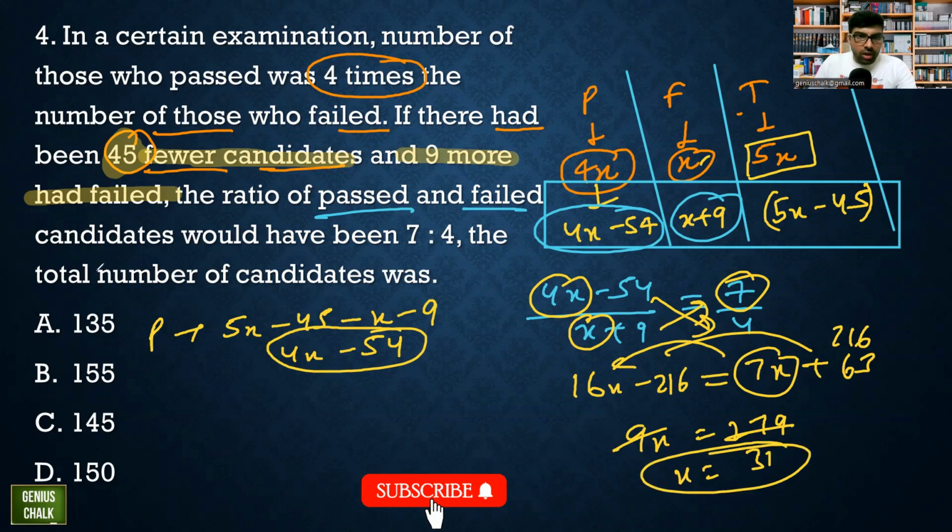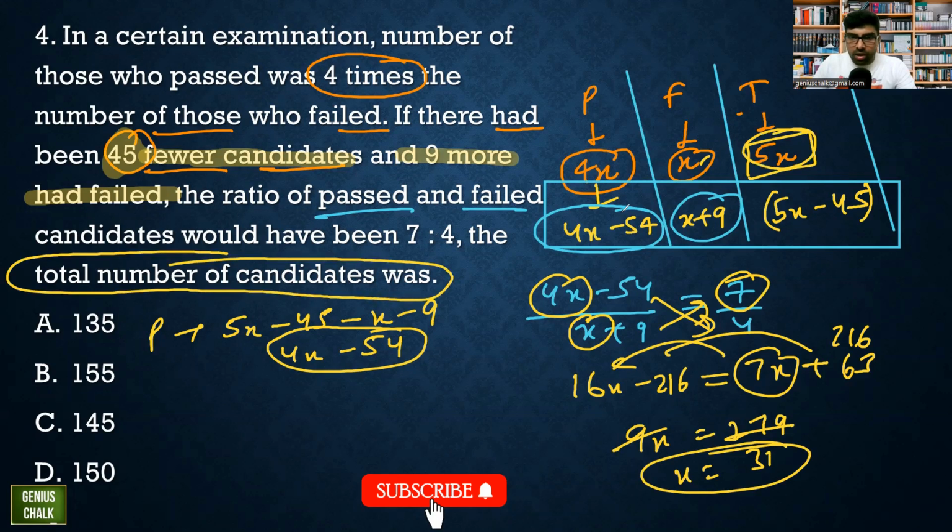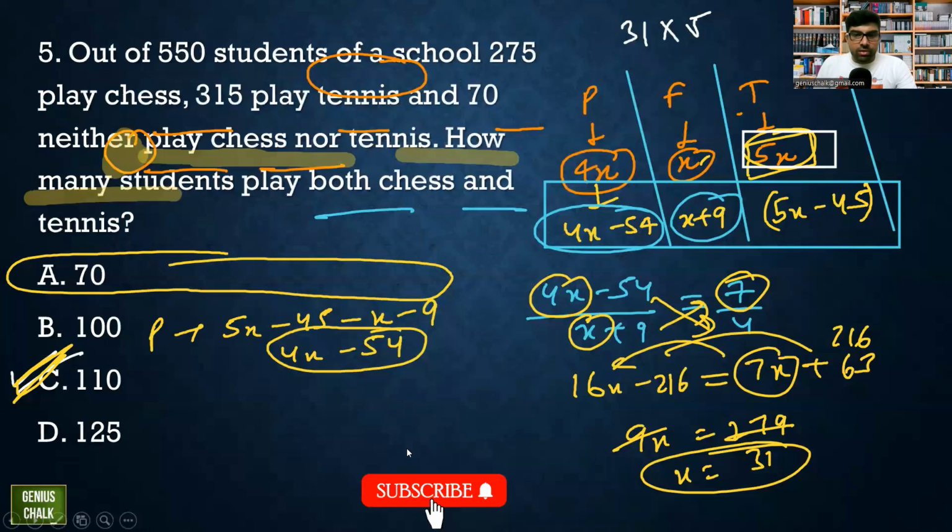What is asked? The total number of candidates. Total number of candidates we have taken as 5x. You see, this was 5x, the total earlier was 5x. So if x value is 31, then 31 into 5 is 155. That is option B. So option B has to be my correct answer. A good question. Next one.